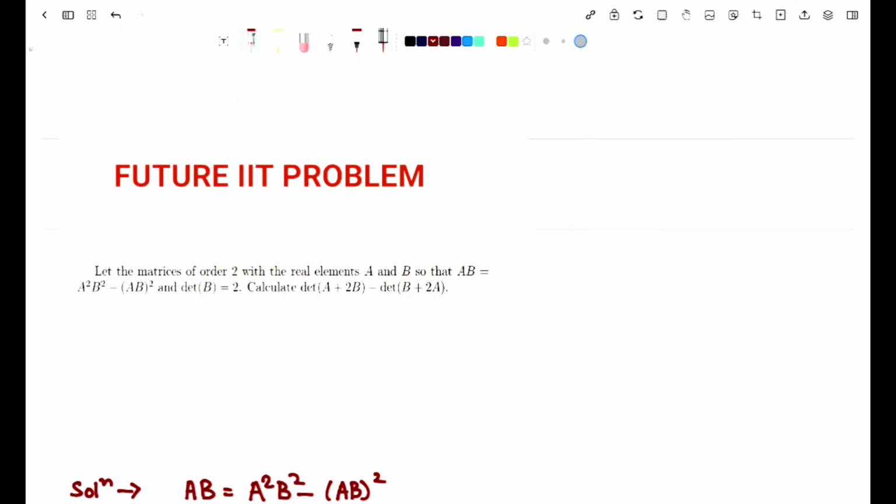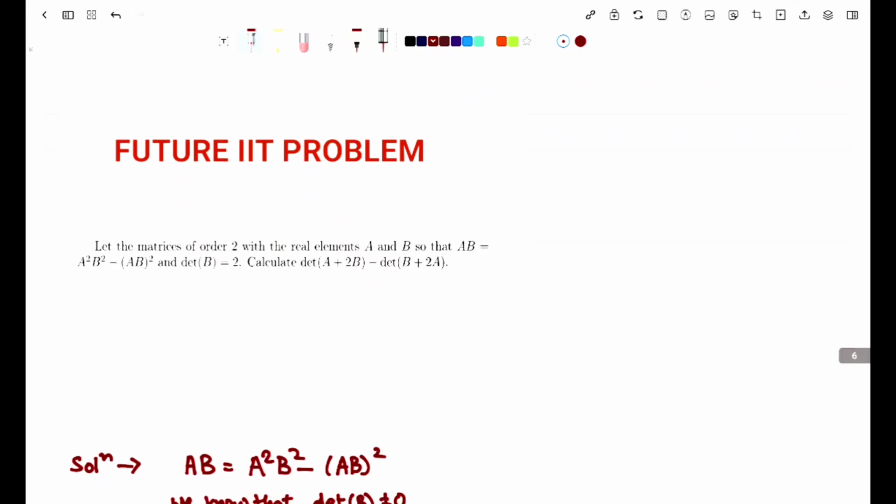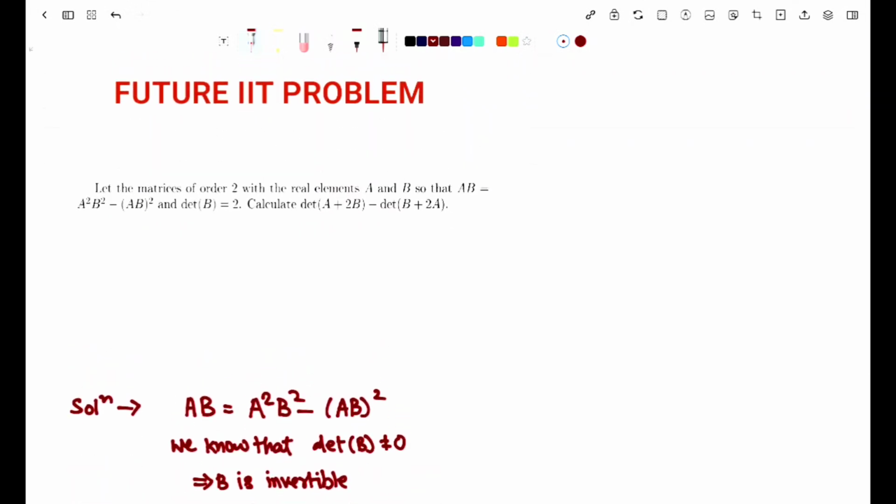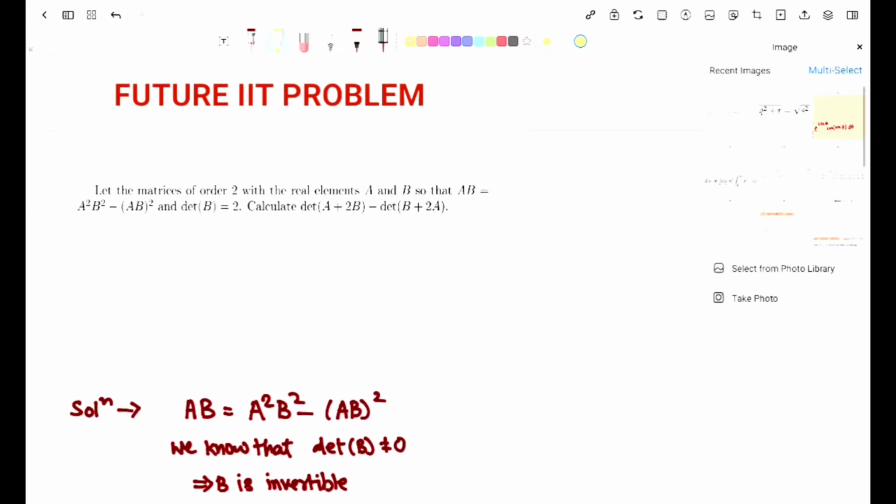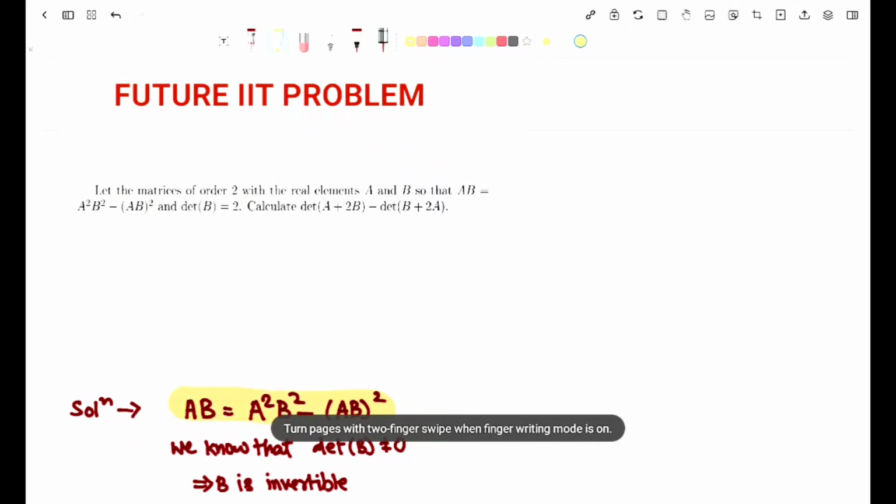So just erasing a part of it so that it's clear for you all what is the solution to this problem. So basically, if you see, what I have done is, first of all, I have taken the following thing, that is AB equal to A squared B squared minus AB whole squared. I have taken that information.